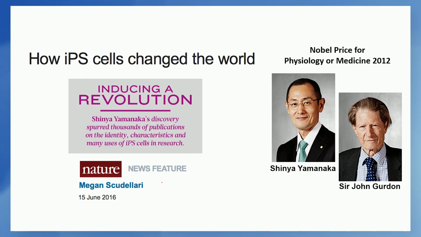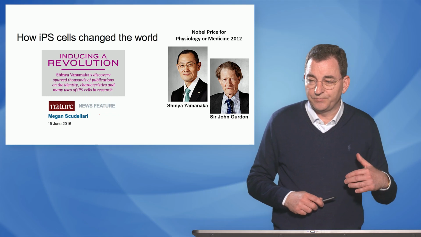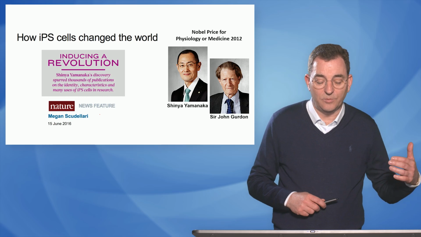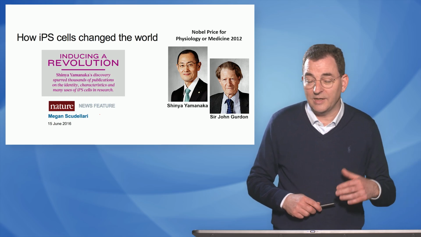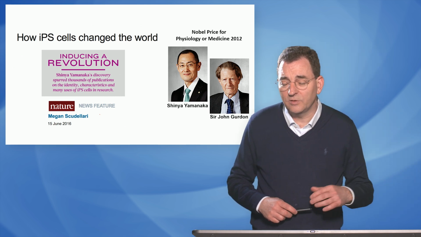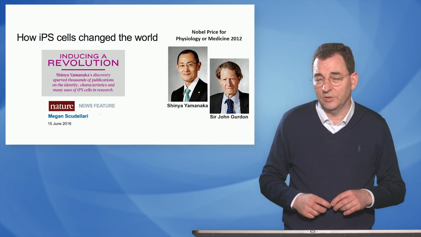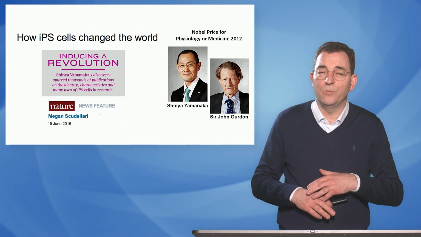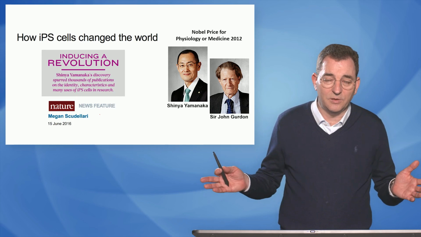Some years later, Shinya Yamanaka and Sir John Gurdon showed that you can reprogram adult cells back into the embryonic state, looking as if they were embryonic stem cells. These cells were then called induced pluripotent stem cells, and they got the Nobel Prize for this. They showed that for mouse cells, and just one year later also for human cells. That opened many, many possibilities.